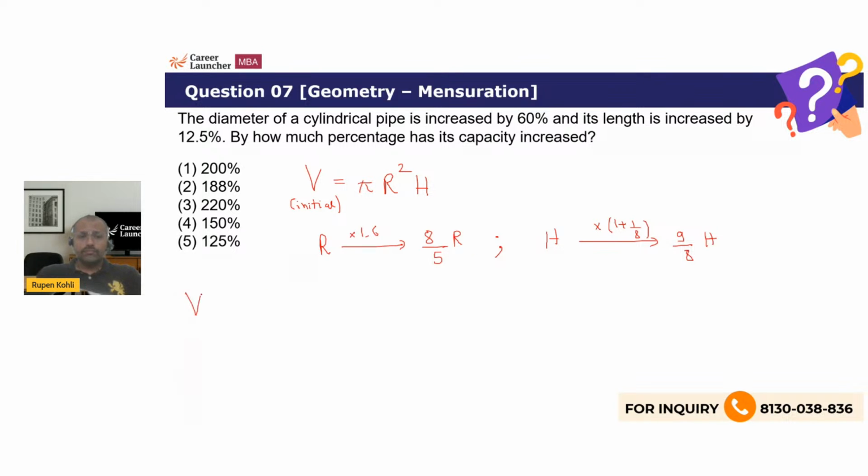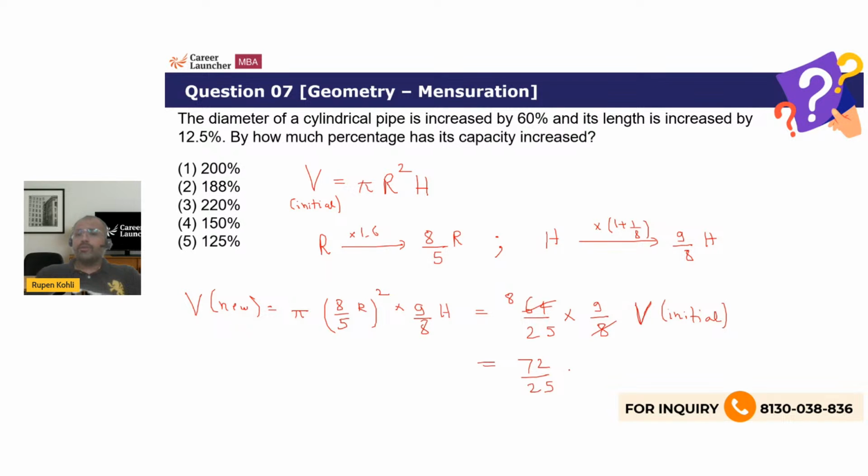So the new volume becomes pi r square. So replace with the new values. It's 8 by 5 r now, pi new r the whole square into the new height, which is 9 by 8 times of the original. So now just these coefficients matter. So take them outside. 8 by 5 whole square is 64 by 25 into 9 by 8. 8 cancels with this, and this whole thing pi r square h is your initial volume. So the new volume is this many times of the original, which is basically coming to be 72 by 25 times of the original volume.